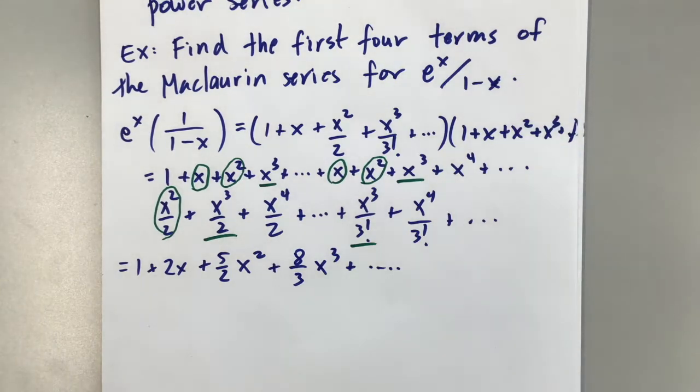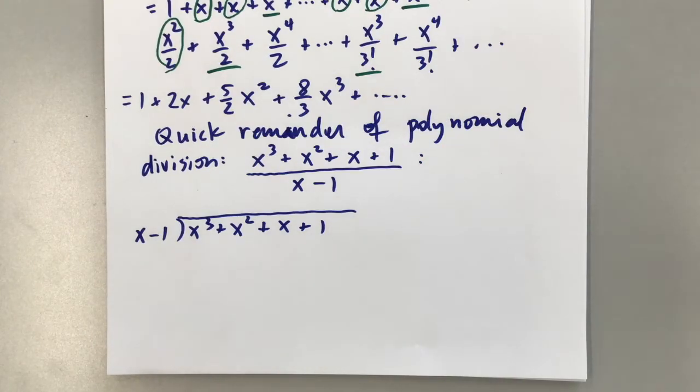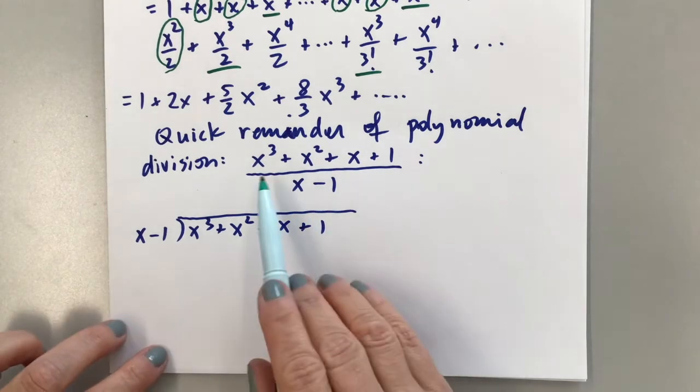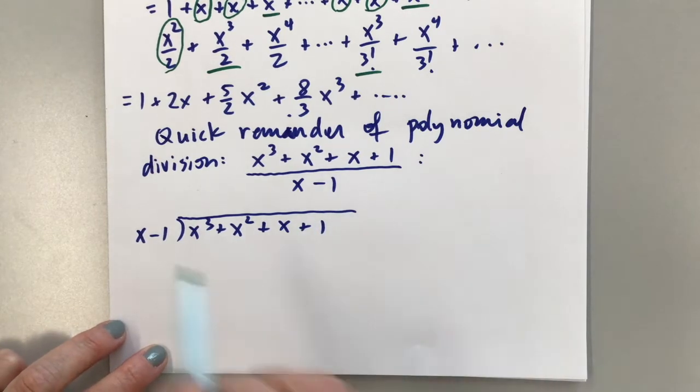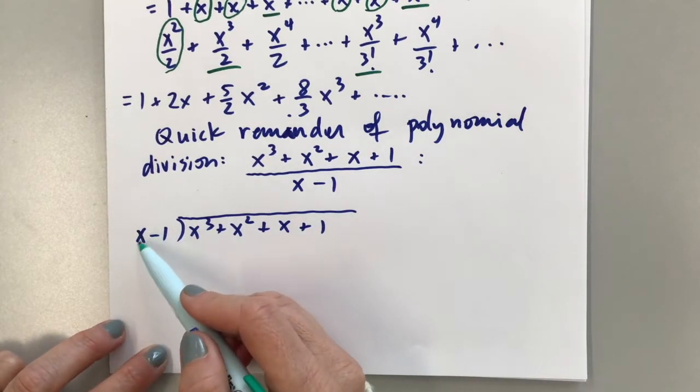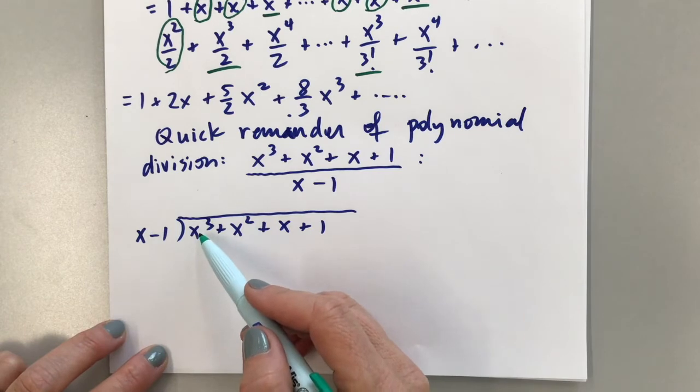All right, before dividing power series, I'm going to give you a quick reminder of how polynomial division works. So if I have x cubed plus x squared plus x plus 1 divided by x minus 1, I do it as follows. I say, what do I multiply by x to get x cubed, and that's x squared.